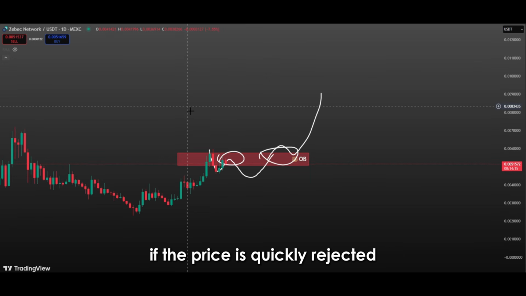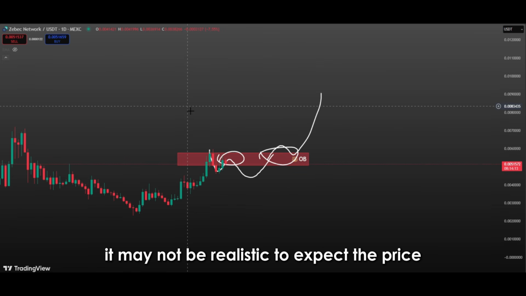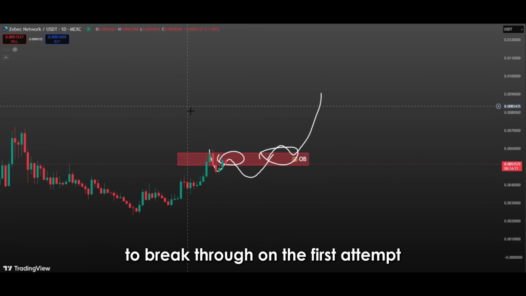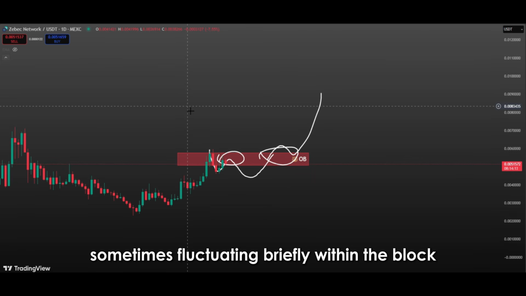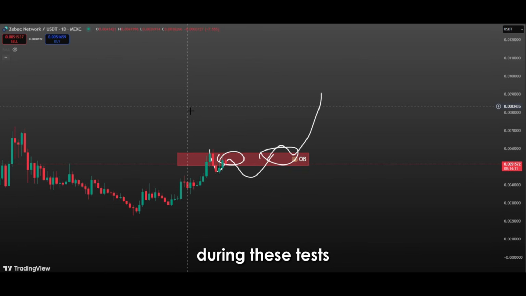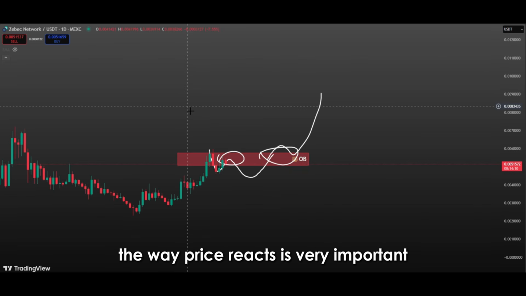If the price is quickly rejected upon reaching the level, it indicates that the sell orders in the area are still active and strong. This tells us one thing: it may not be realistic to expect the price to break through on the first attempt. On the contrary, price may test this level multiple times, sometimes fluctuating briefly within the block. During these tests, the way price reacts is very important.